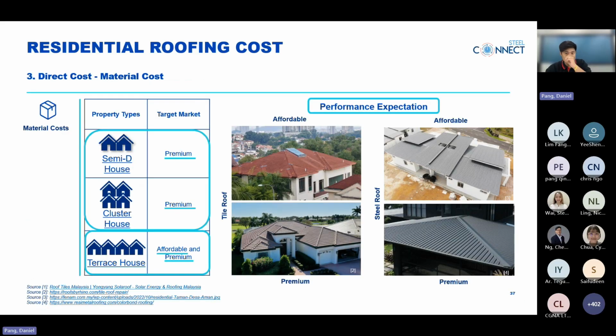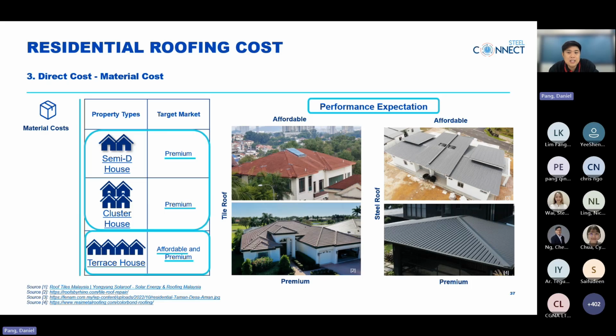Now let's go through them individually. First is the first component of direct cost, which is material cost. Earlier we discussed how different property types target different markets. This is important because material selection is closely tied to performance expectation, whether the project is positioned as affordable or premium. So we go one by one.